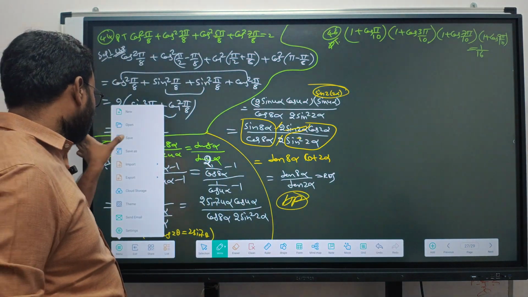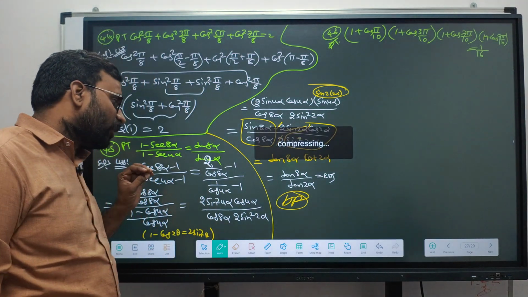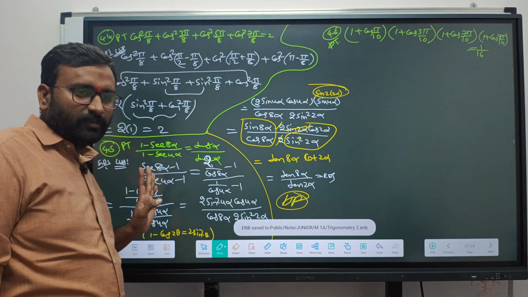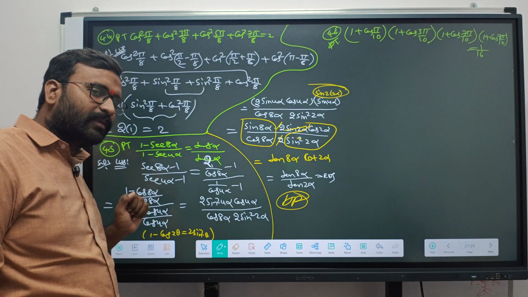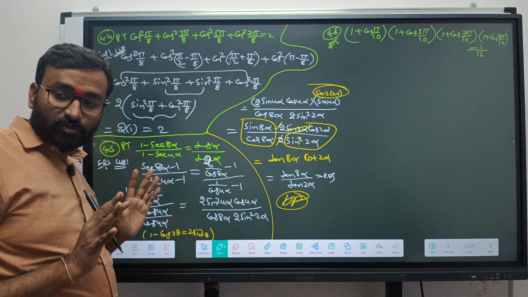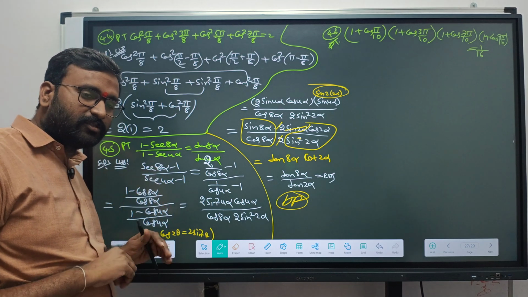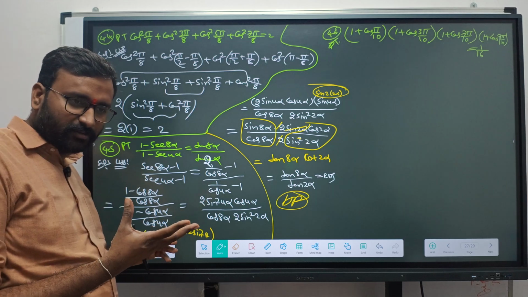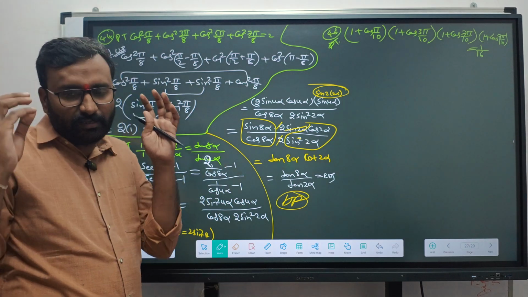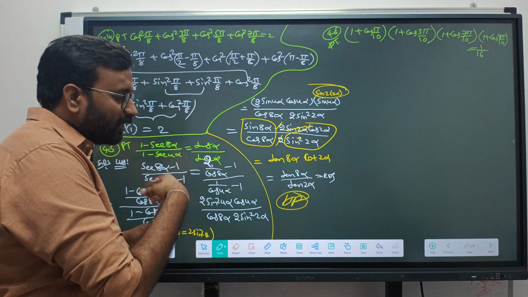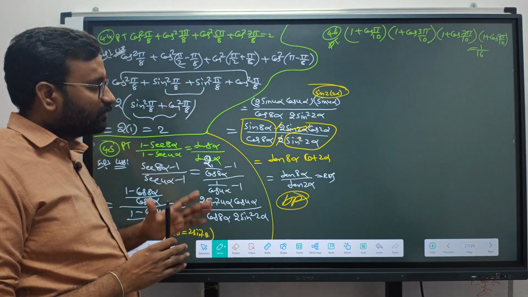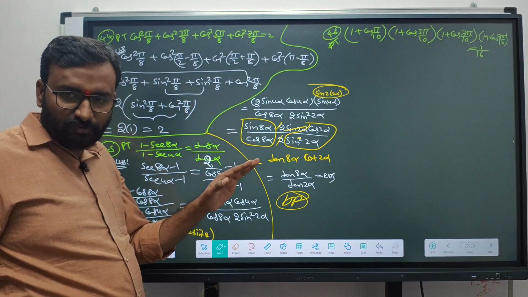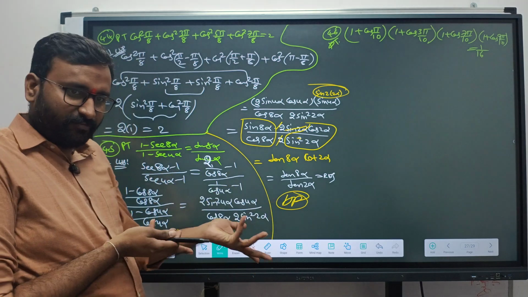Understand? If you ask me, sir, is this important? I can't say whether this is important or not. But why, sir? For practice, you have more questions. The more questions you practice, the more speed you gain, and the more easily you can solve the remaining questions. Those formulas will be stored in your mind to apply fast.